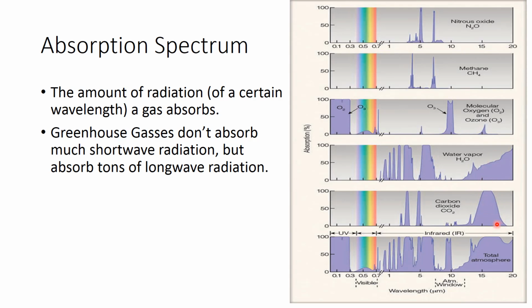And then finally, right down here, this is the total atmosphere. And there's this one area, roughly between 7 to 12, 13 micrometers, where most radiation is being allowed to pass through. If you notice, very little purple here, very little purple here, just with the exception of right around 10 micrometers. This is what is called the atmospheric window.